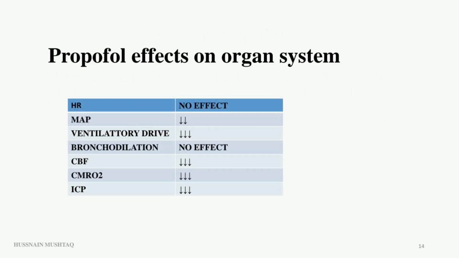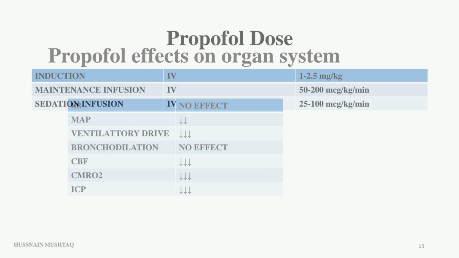Now we will summarize propofol effects on organ systems. Commonly, propofol has no effect on heart rate, decreases mean arterial pressure, decreases ventilatory drive, and has no effect on bronchodilation. It decreases cerebral blood flow, decreases cerebral oxygen consumption, and also decreases intracranial pressure.